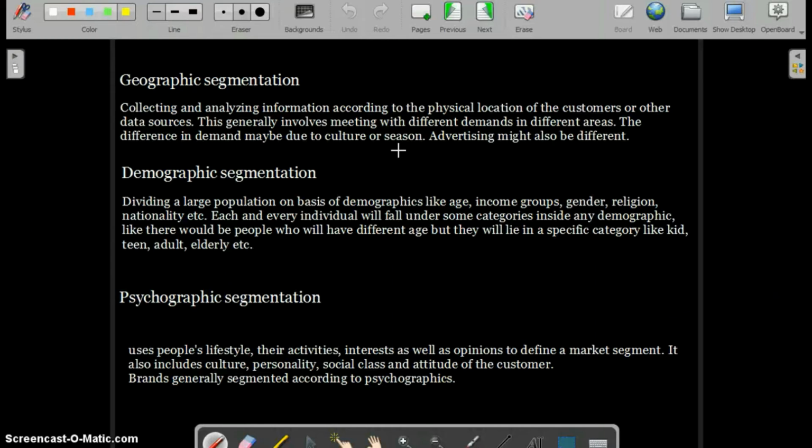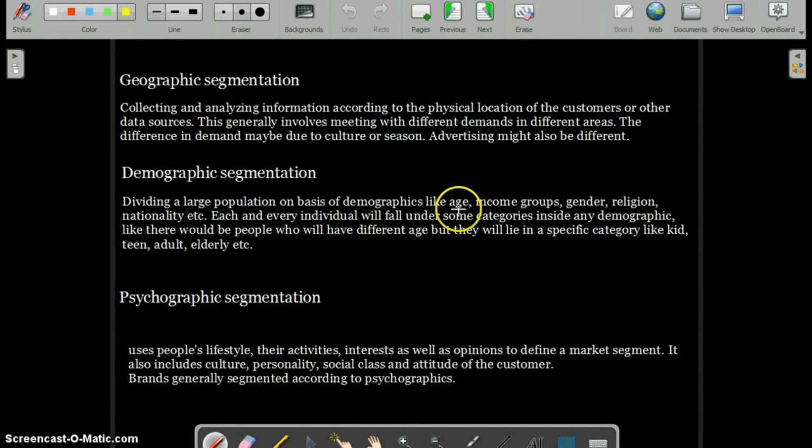So you have to segment your market accordingly, and then satisfy the demands of each market, each subgroup of the market, based on the different areas. Now demographic is something different. It divides a large population on the basis of demographics like age, income groups, gender, religion, nationality, etc.